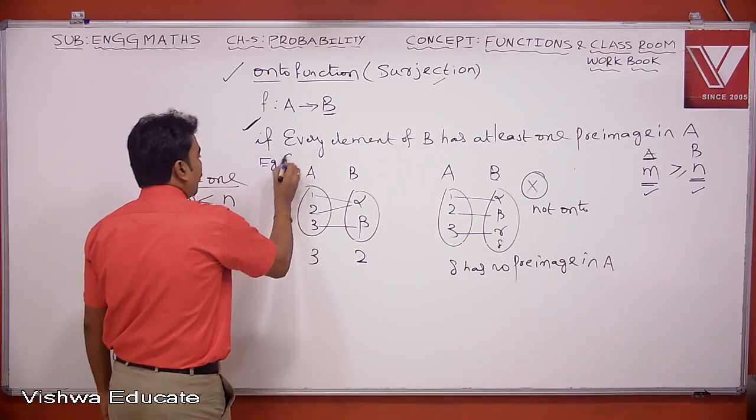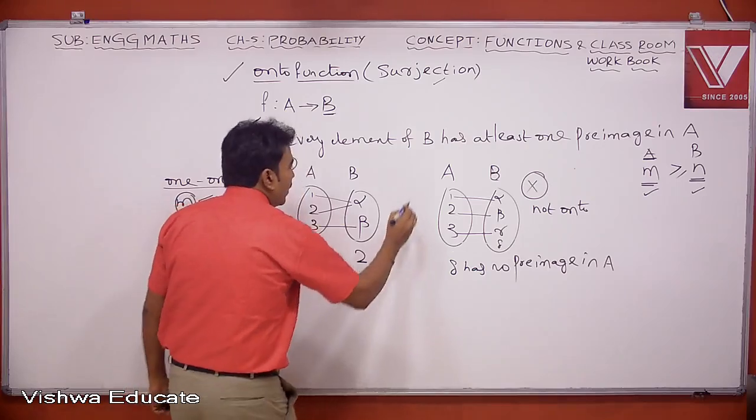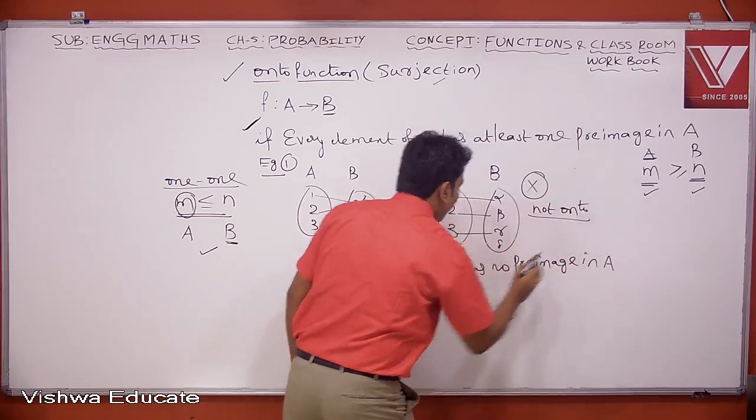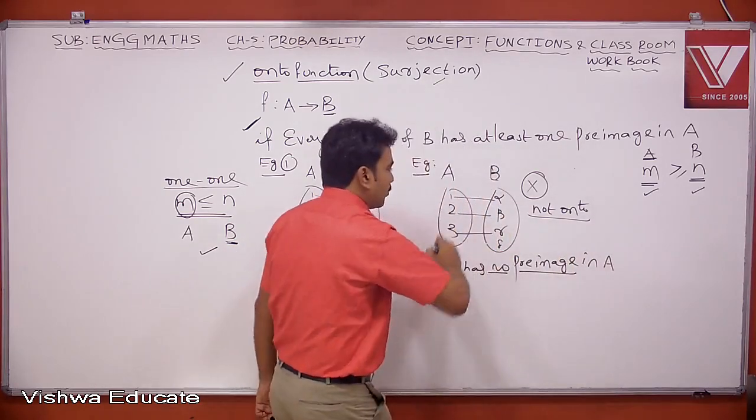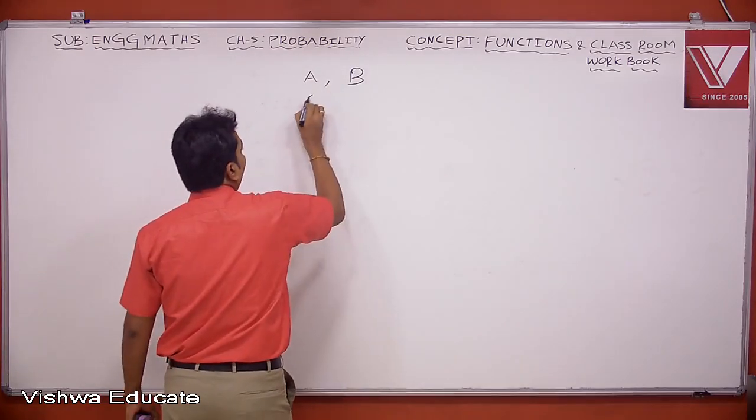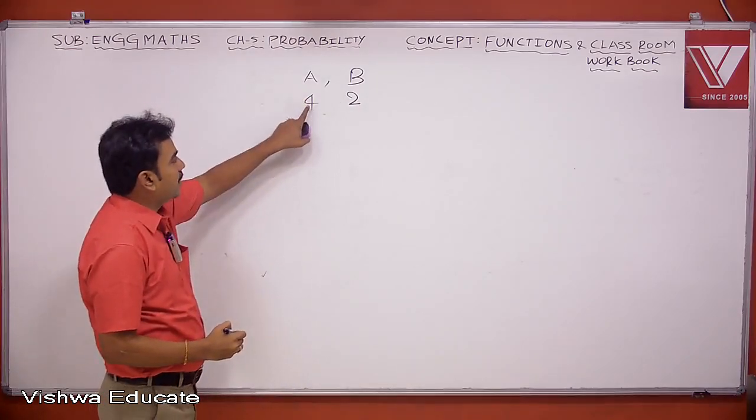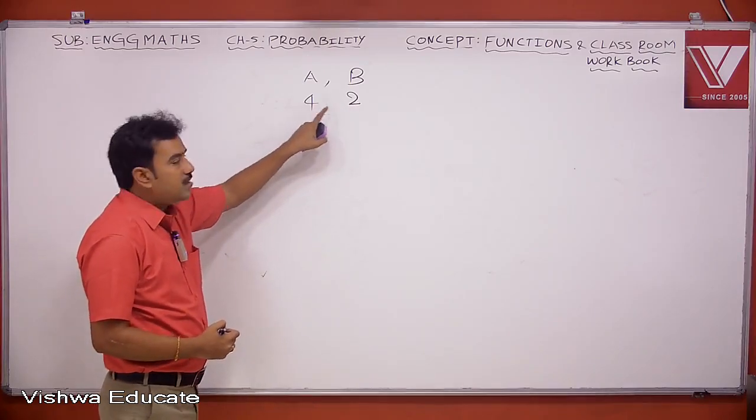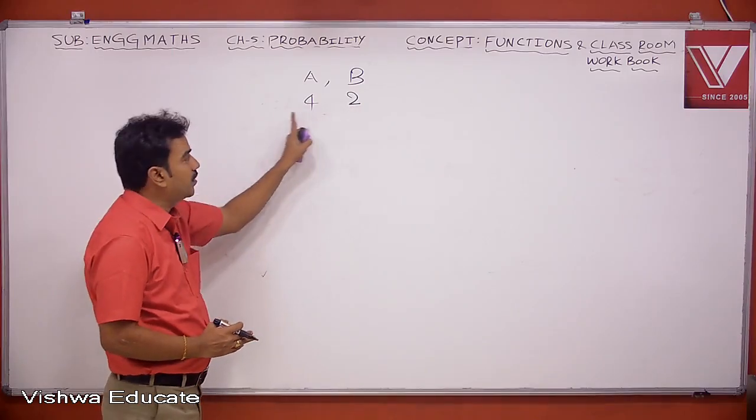This is example 1. Anyhow, this is onto function. Example 2, this is not onto function. This is not onto because delta has no preimage in A. Note these two examples. One is positive and one is negative. A and B are two sets having 4 and 2 elements respectively. A is a finite set having 4 elements, B is a finite set having 2 elements. Number of elements in A is greater than or equal to number of elements in B. So certainly we can define onto function between A and B.